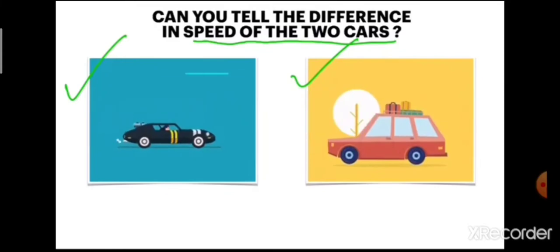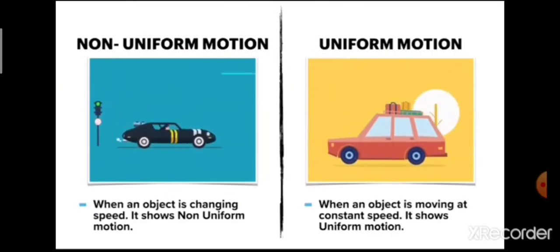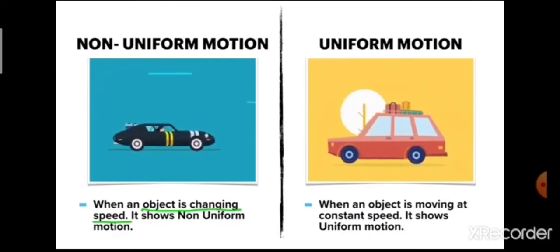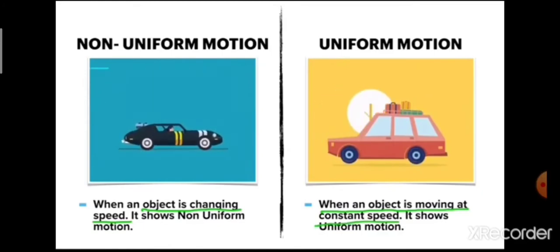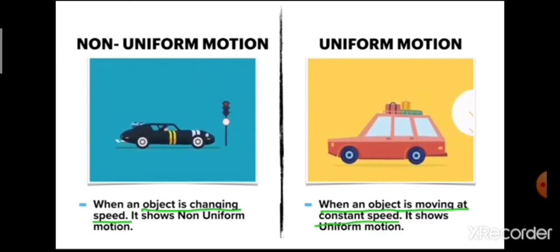The car on the left-hand side was showing non-uniform motion. Non-uniform motion means when an object is changing the speed. So here the car was changing the speed, so it comes under non-uniform motion. But on the other hand, when an object is moving at constant speed, it shows uniform motion. Constant means same. If an object is moving at the same speed, which motion is it showing? It is showing uniform motion.